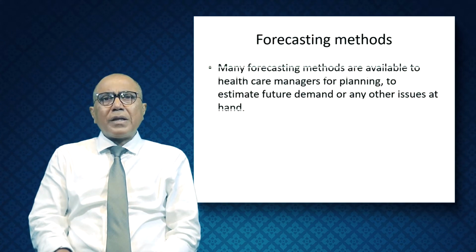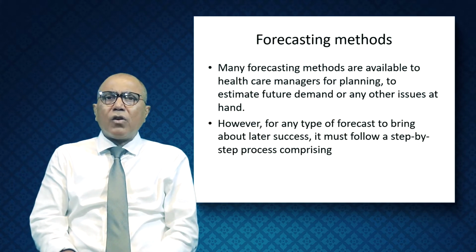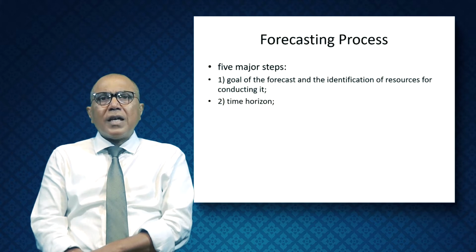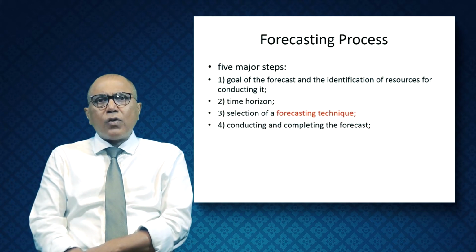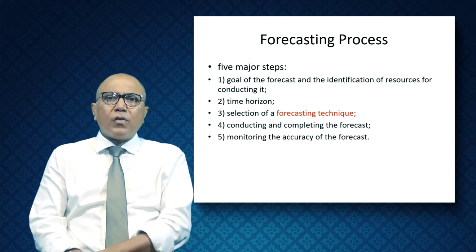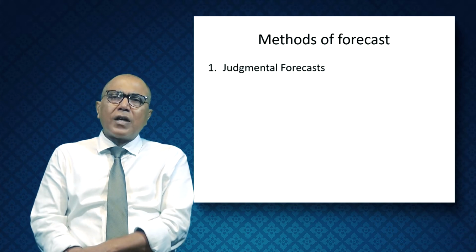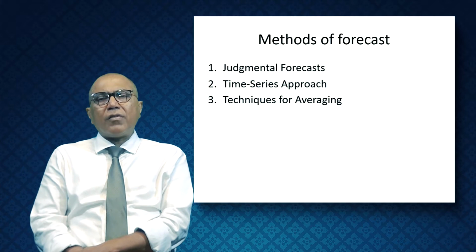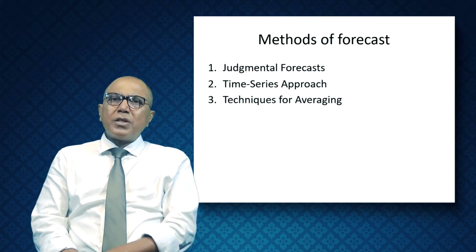So there are different methods. I'm not going to go into details now. It's a separate entity altogether. There are a few steps: first you have the goal of the forecast, and then you look at the time horizon, and then you select the forecasting technique, then conduct the forecasting, then monitor the accuracy of the forecast. There are different types of forecasting: judgmental forecast, time series forecast, and the techniques of averaging. There are enough resources for you to look at.